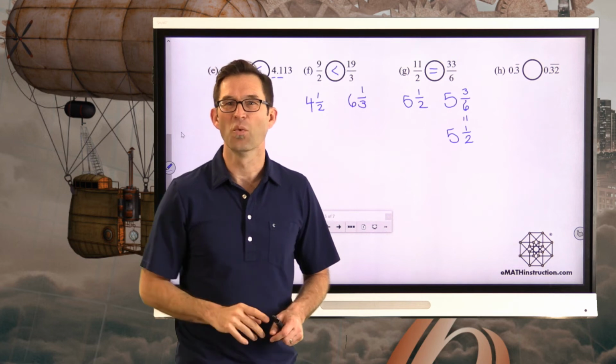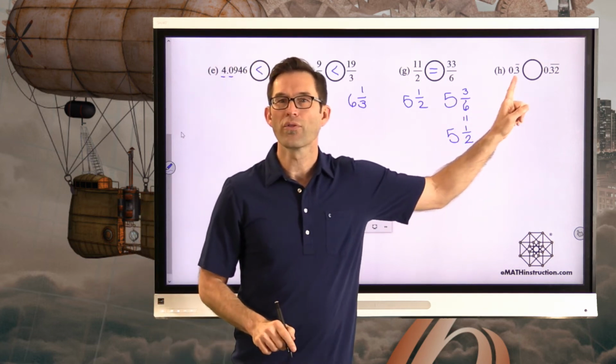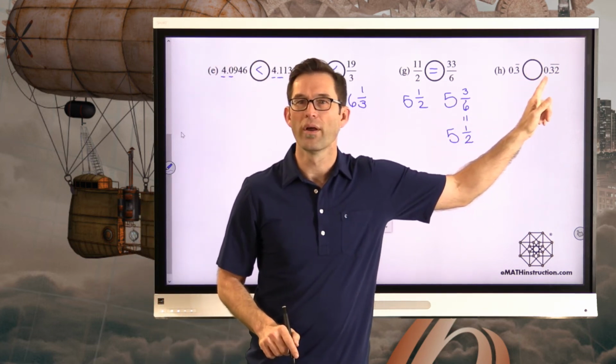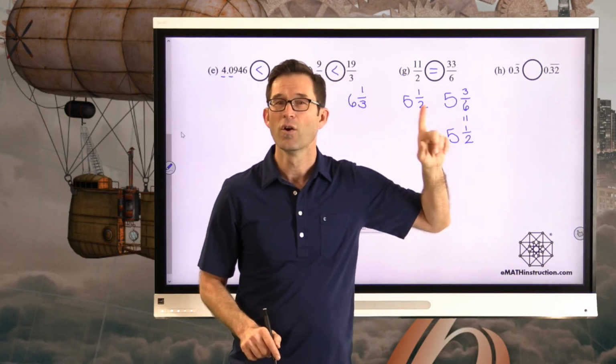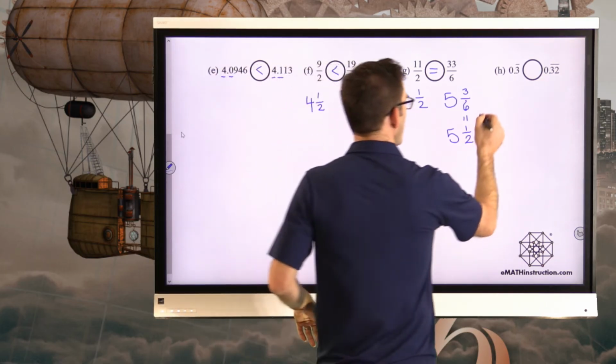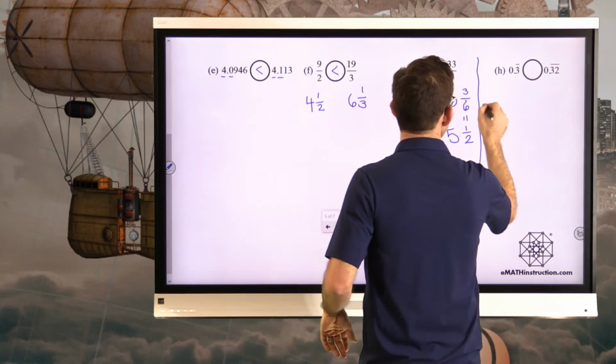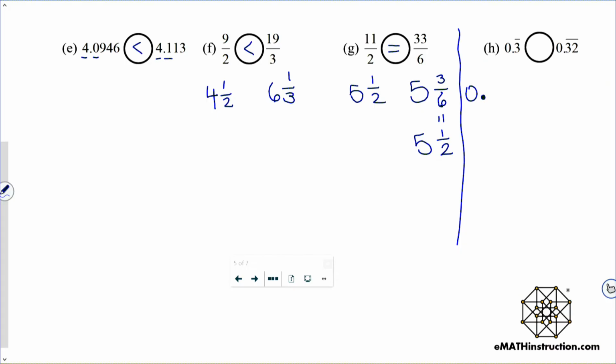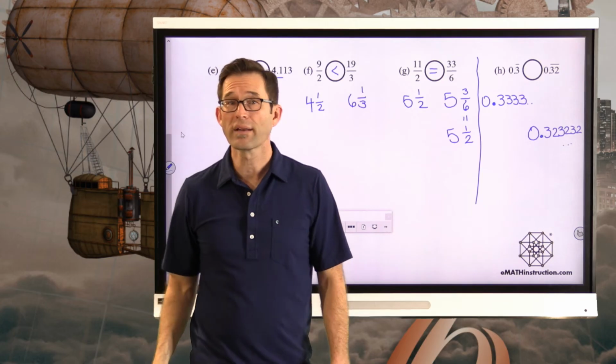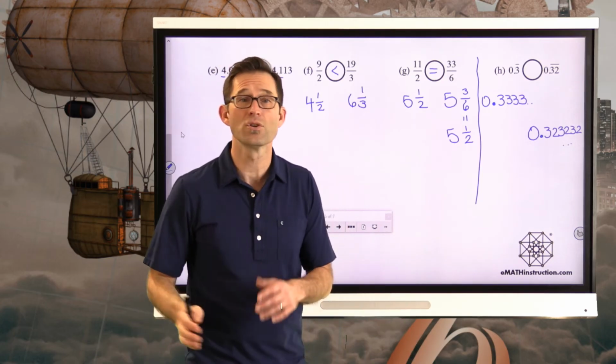Now maybe the trickiest one of all, 0.3 repeated and 0.32 repeated. For this, it may make sense to write out some of these repeated decimals. So the number on the left is this, and the number on the right is this, forever. So we're back to this kind of deal where we're comparing them digit by digit, right?